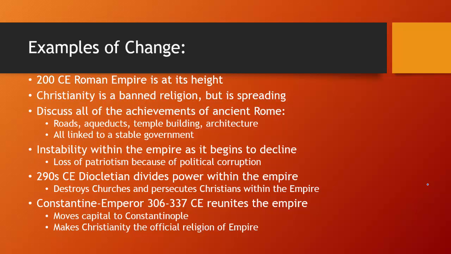Constantine is going to reunite the empire, but he's going to move the capital to Constantinople. That political change is going to have a profound impact on the culture of Western Europe. Keep that in mind. He also makes Christianity the official religion. That political change, where, mind you, before, the Romans were relatively religiously tolerant as long as you paid homage to the Roman emperor as a god. As long as you did that, you pretty much were okay.